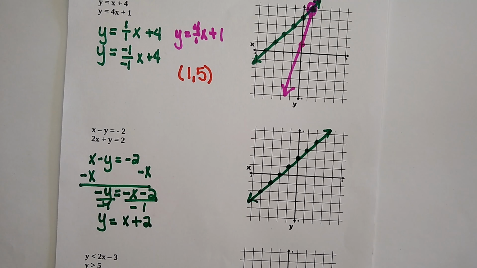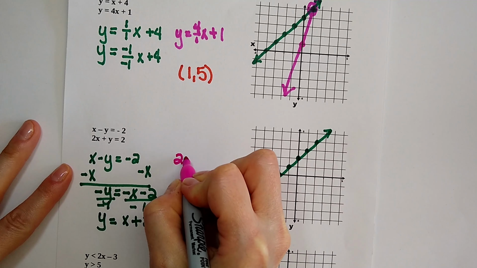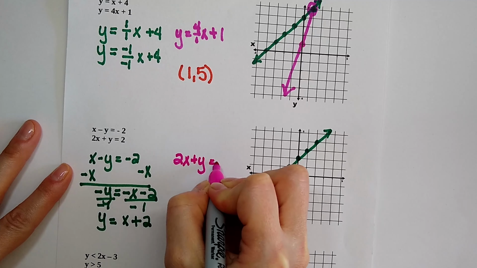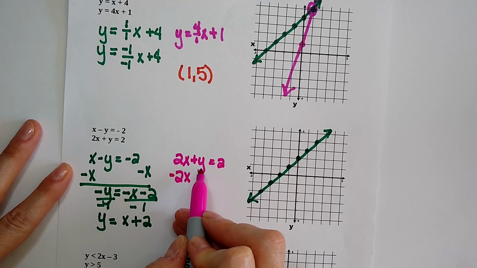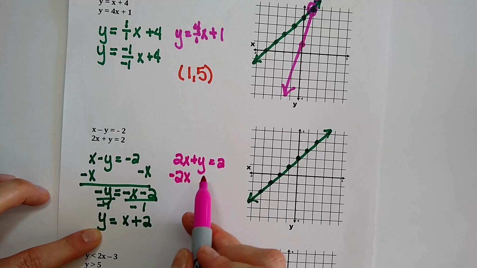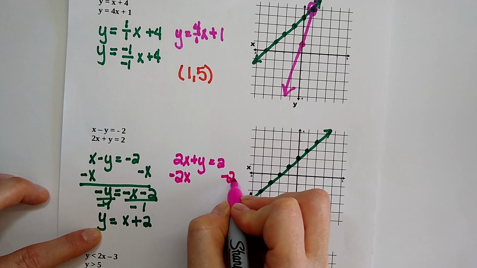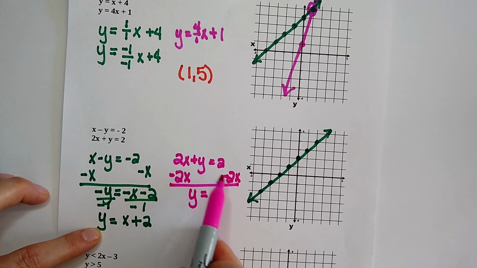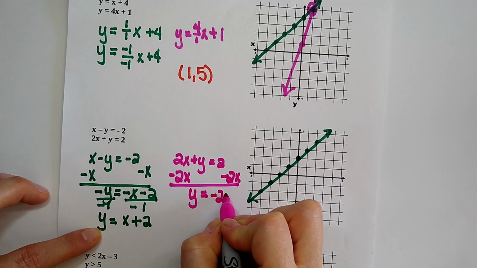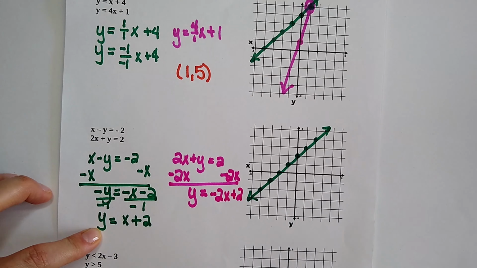Let's tackle the second one, which is 2x plus y equals 2. We're just going to subtract the 2x because remember we're trying to get y by itself on one side. When I do that, I get y equals, and I cannot combine those because this has an x and this one doesn't. So this is -2x plus 2. Okay?